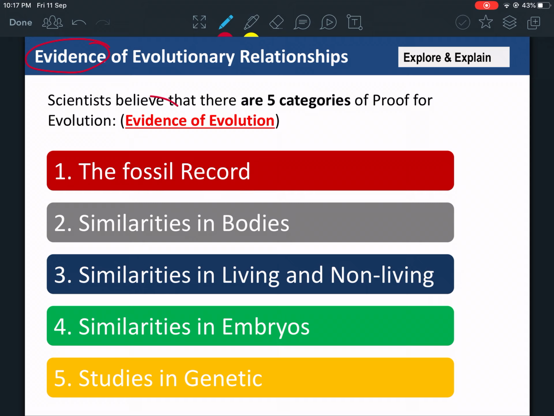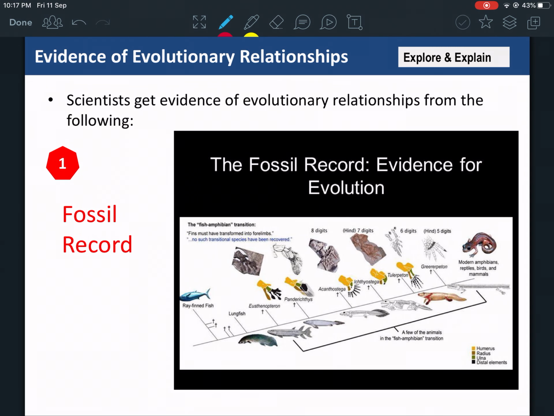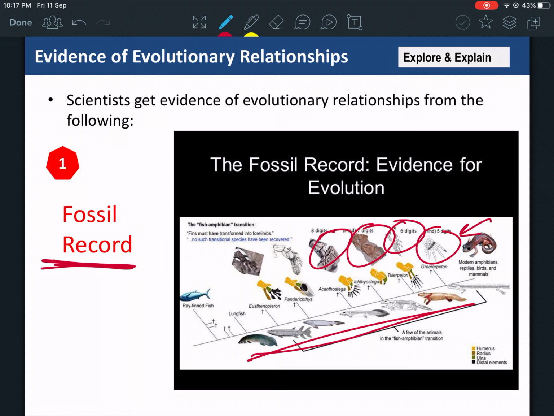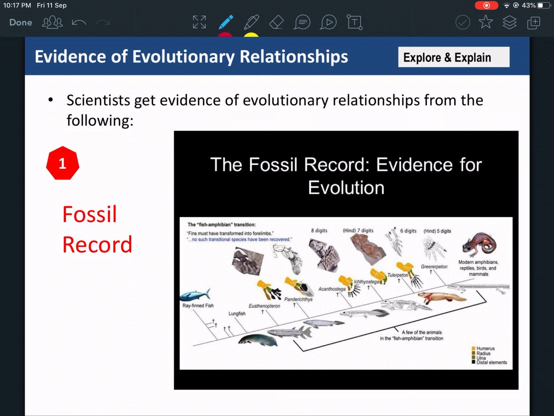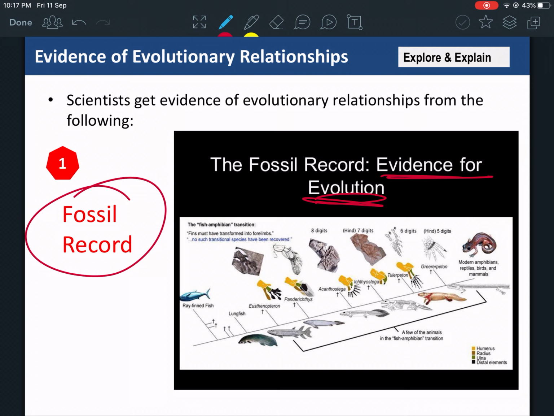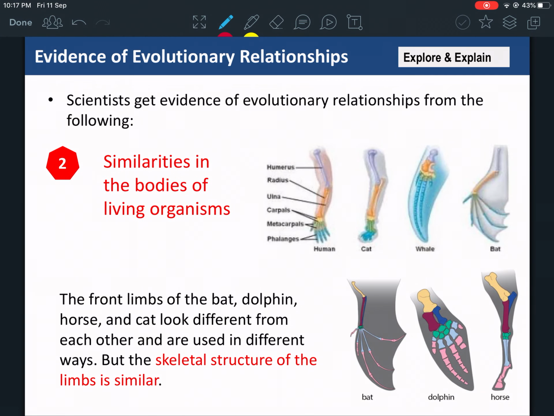Okay, so what is the evidence that the scientists are using? Let's talk about evidence number 1. It's the fossil record. They look at the fossil record and they see how animals have similar shapes from millions of years ago, and now they see how they have changed in shape, how they are similar in some places and have changed in other places, and this is how they have evidence of evolution. They use the fossil record. That's number 1.